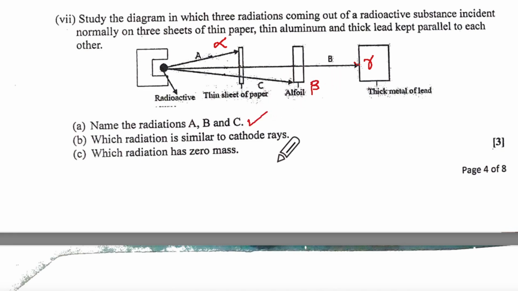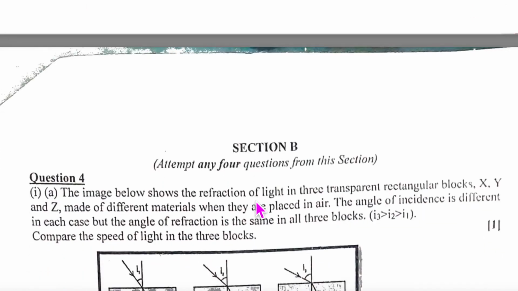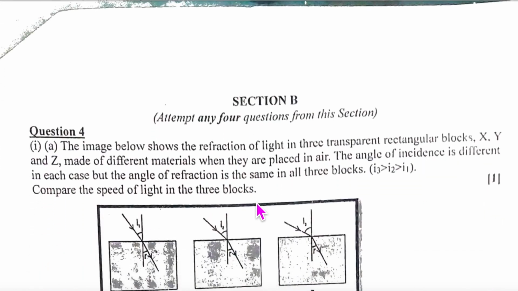Naming is correct. The radiation similar to cathode rays is beta, because cathode rays are electrons. What happens if you have a metal sheet and you heat it above its work function? It will start emitting electrons, and these electrons are the cathode rays. Which radiations have zero mass? Gamma. Why? Because they are not particles. So that is our section A.